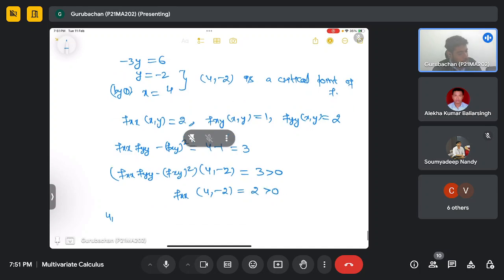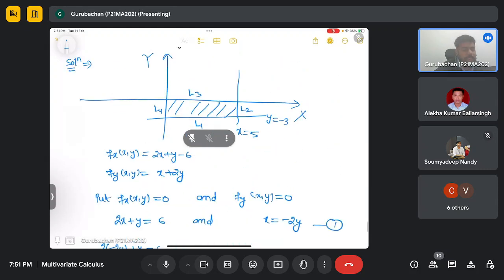Therefore, from the second derivative test, we can say that 4 comma minus 2 corresponds to a local minima for f. Okay. Now, the left part is what about the boundary?